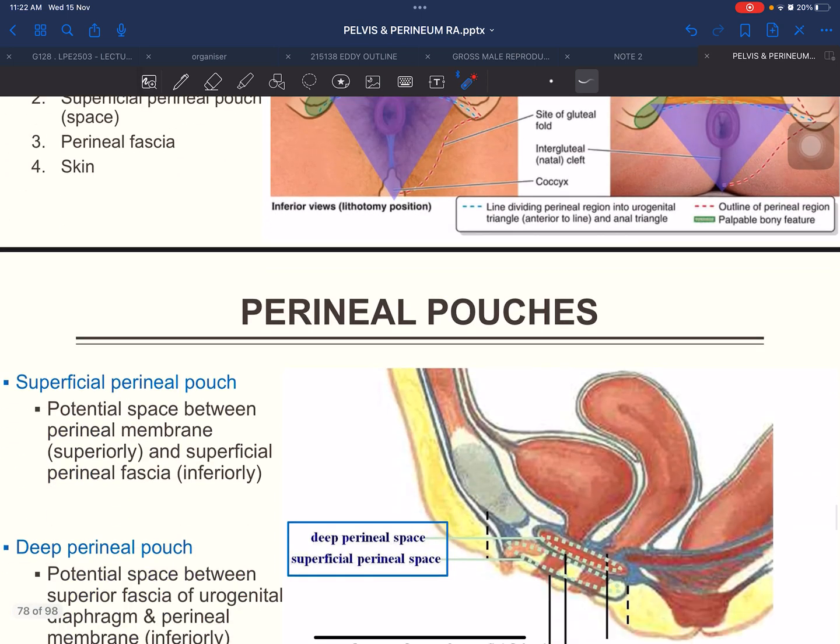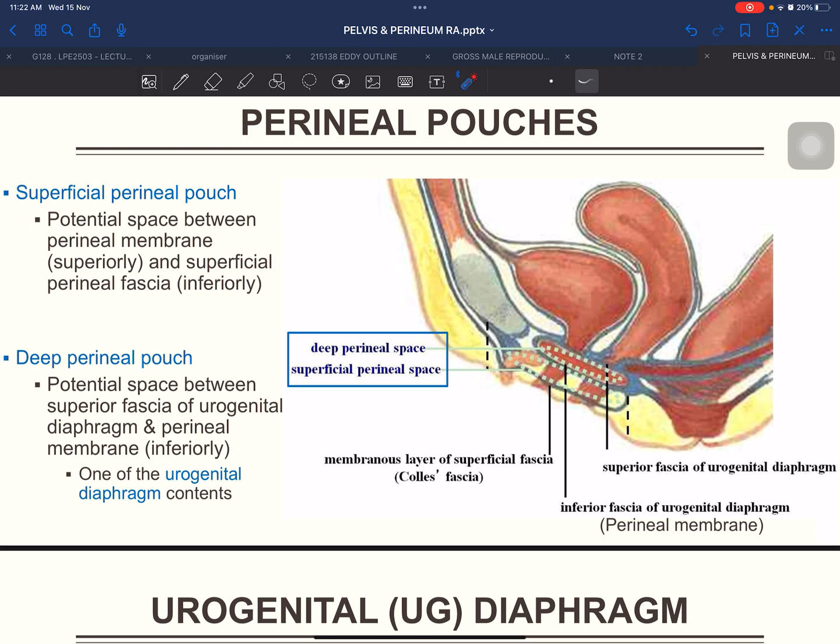I hope you can appreciate the pouches, the dotted lines. One is the superficial pouch, the outermost, and the innermost, which covers the muscle, is the deep one. Inside is a space, a pouch. The superficial perineal pouch is the potential space between the perineal membrane above and the superficial perineal fascia below. The perineal membrane is also called another name, the diaphragm.